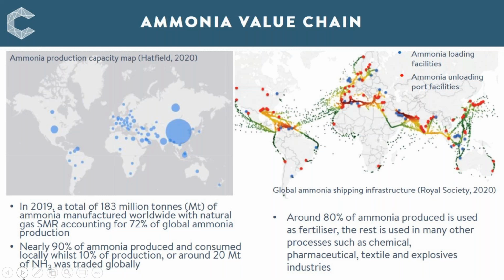Ammonia is mainly used as a fertilizer, but it also has applications in many other sectors, such as chemical, food processing, pharmaceutical, and textile industries.